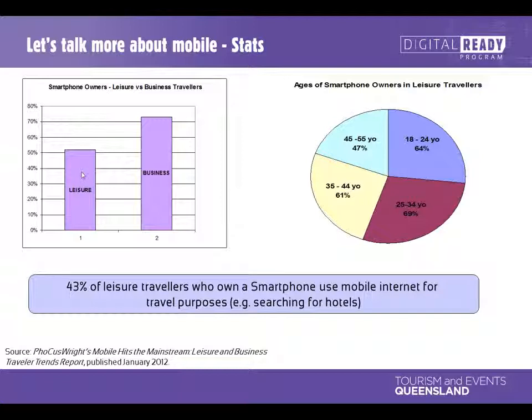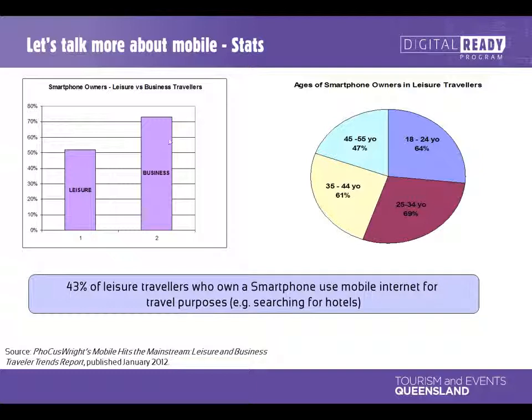So this is more than a year old. We know that these numbers are much higher now, but it demonstrates really well that more than 50% of leisure travelers on average own a smartphone. And if we go over to the business travelers, we know that more than 70% of those travelers actually own a smartphone. These are really huge numbers and demonstrate really well that there is a huge target group that actually owns a smartphone.